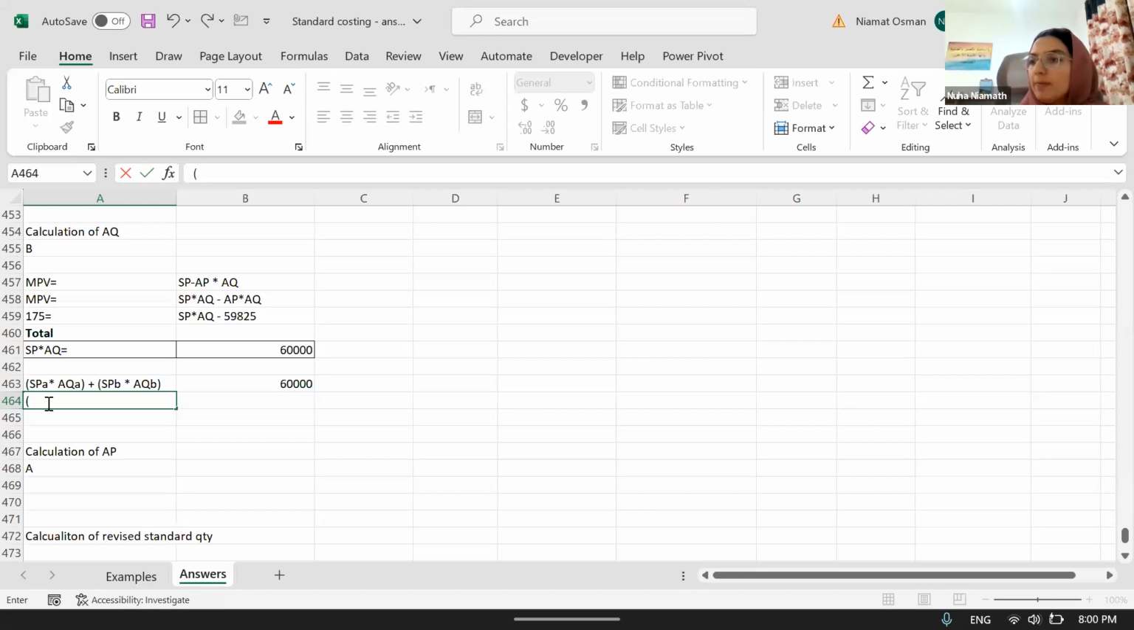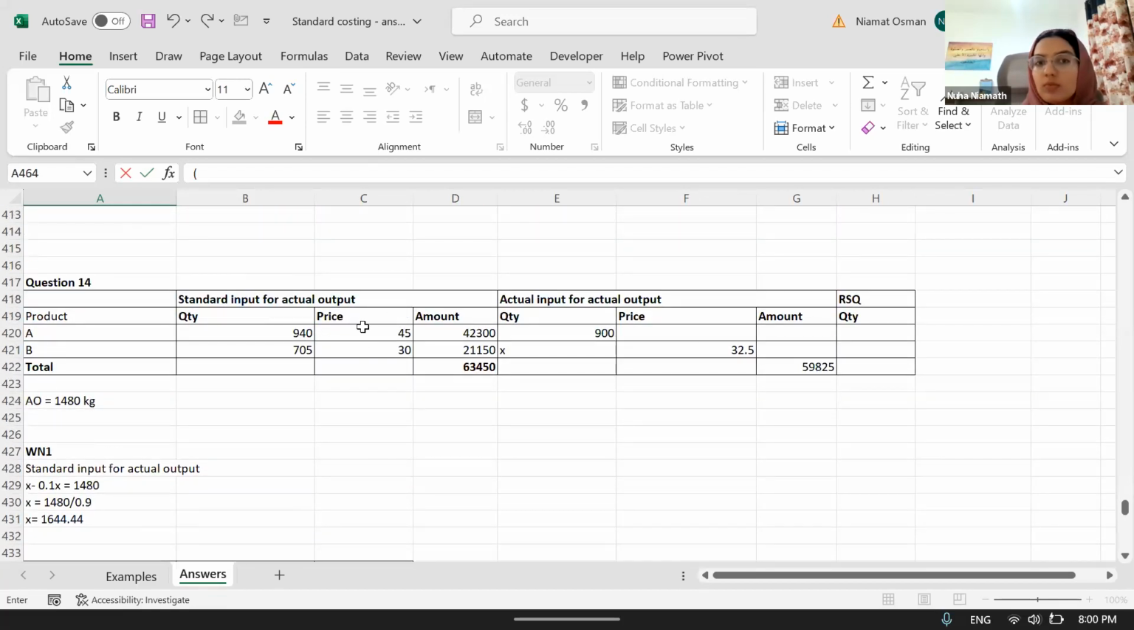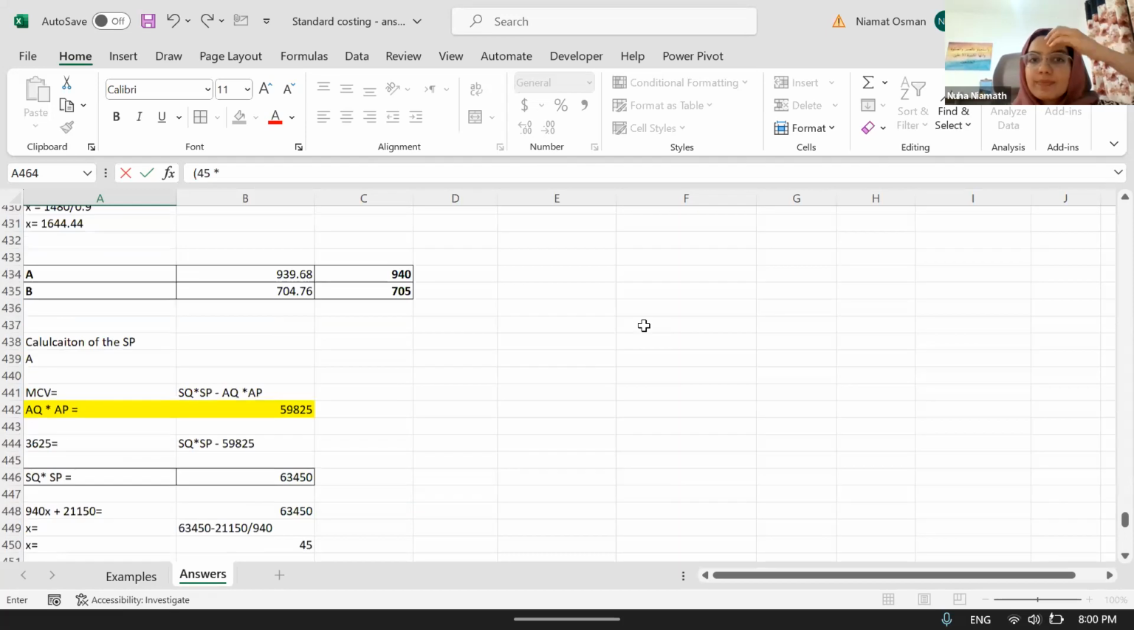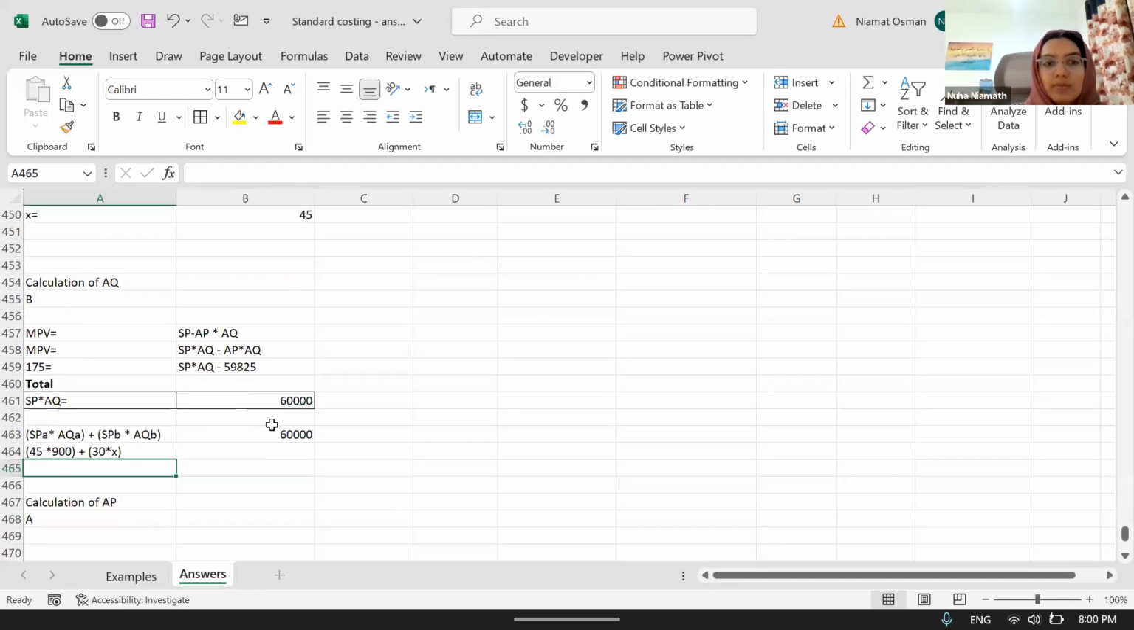What is SPA, everybody? What did we calculate SPA as? 45. So 45 into what is AQA? 900, plus SPB 30 into what is AQB? X. Got it? This is equal to 60,000.